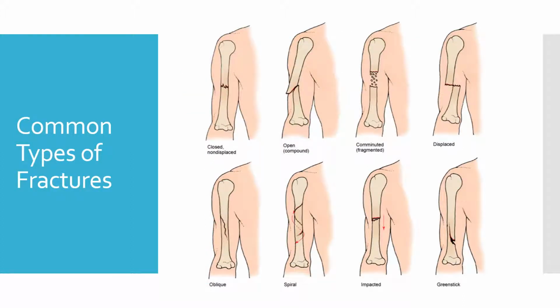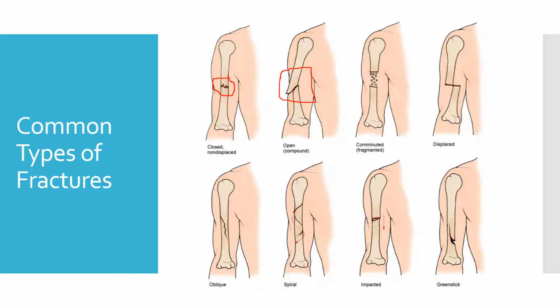Here are those types of fractures that we just talked about. These are the most common. As you can see in the first picture, that is a closed non-displaced fracture. It is non-displaced because the bone still lines up. Then there's the open compound. Remember, with open fractures, the bone actually protrudes through the skin. And this one is also displaced because the bones are not aligned. So this is an open displaced fracture.